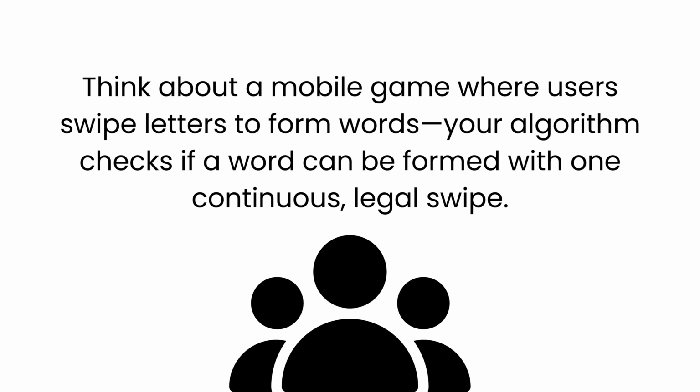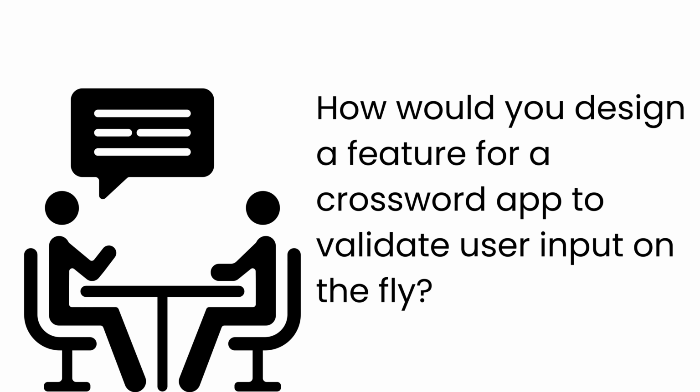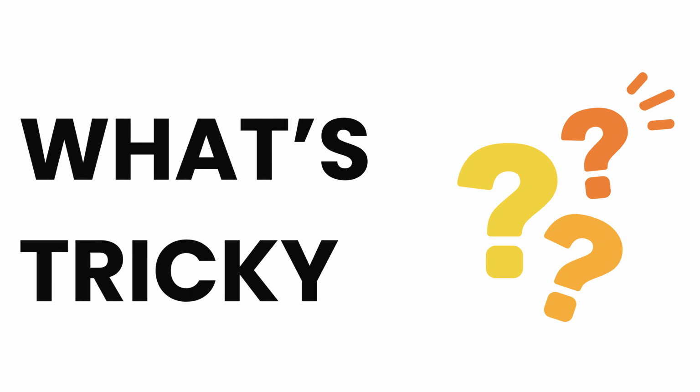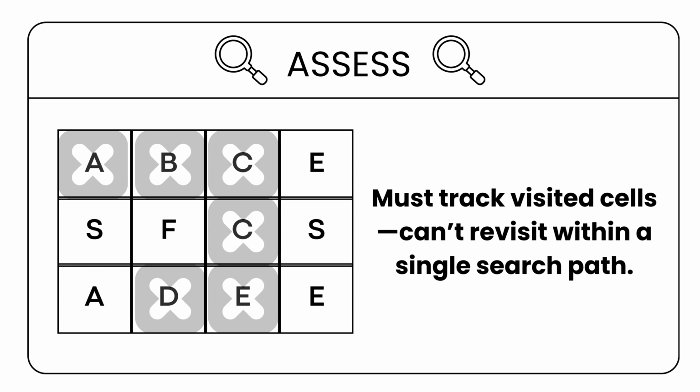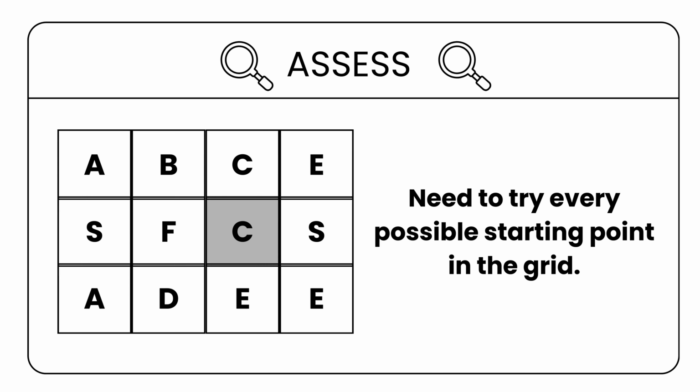Think about a mobile game where users swipe letters to form words. Your algorithm checks if a word can be formed with one continuous, legal swipe. An interviewer might ask, how would you design a feature for a crossword app to validate user input on the fly? What's tricky? Must track visited cells, can't revisit within a single search path. Need to try every possible starting point in the grid.